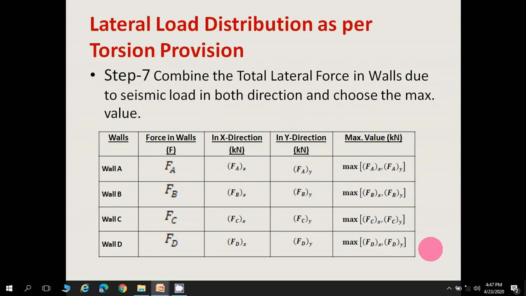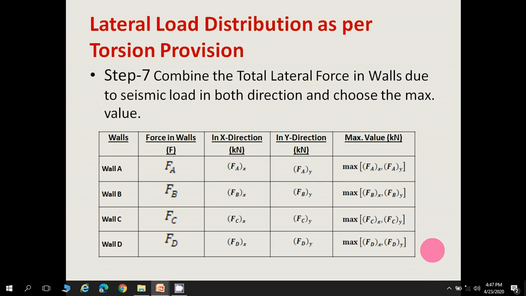Note one more thing you have to remember here: no negative value is to be considered, which is mentioned in clause number 7.9.1 of IS 1893/2002. Negative total lateral force in a wall due to seismic load is not to be chosen. So if any value is negative, then the value of force due to translation is to be chosen for that particular wall.